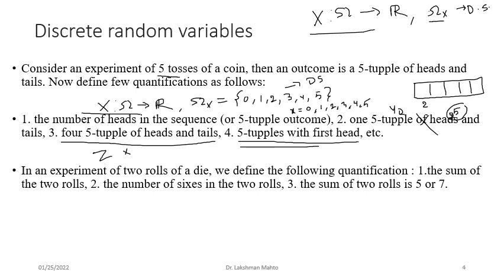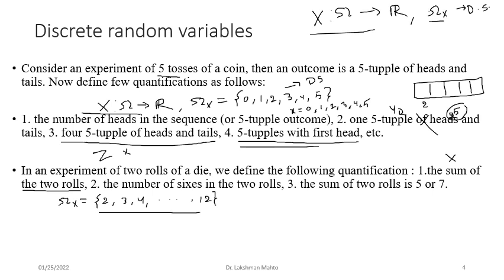We are taking another example of rolling a dice twice. So we define further quantification. One quantification is the sum of the two rolls, call it x. So what are the possible values of x? Anyone? 1 to 12, or 2 to 12? 2 to 12. So 2, 3, 4, 5, it will go up to 12, and it engages all the outcomes of the experiment. So that's why it is a legitimate random variable. And further, the range happens to be finite, and hence it is a discrete set. So we can say that this x, the sum of two rolls, is a discrete random variable.